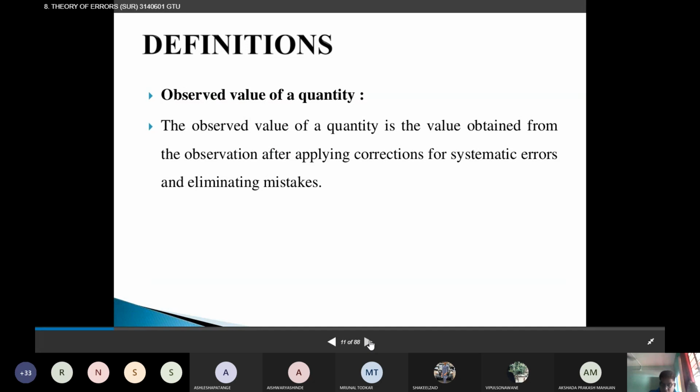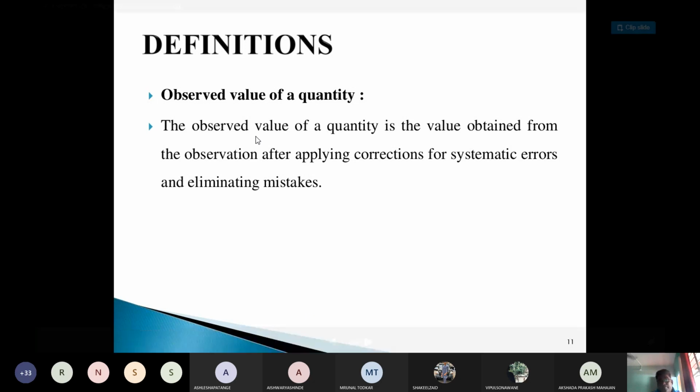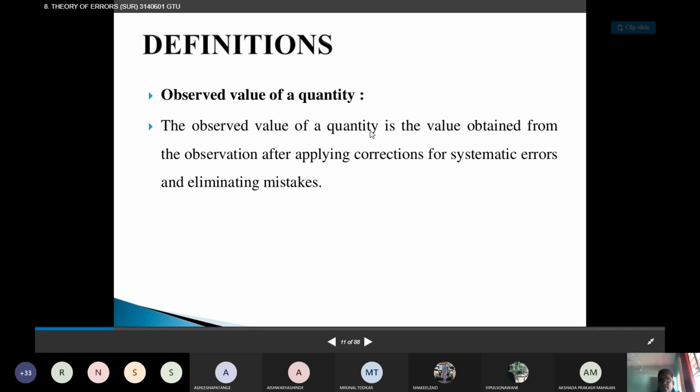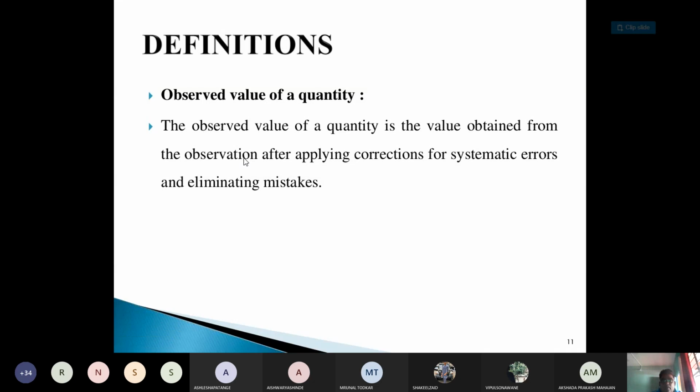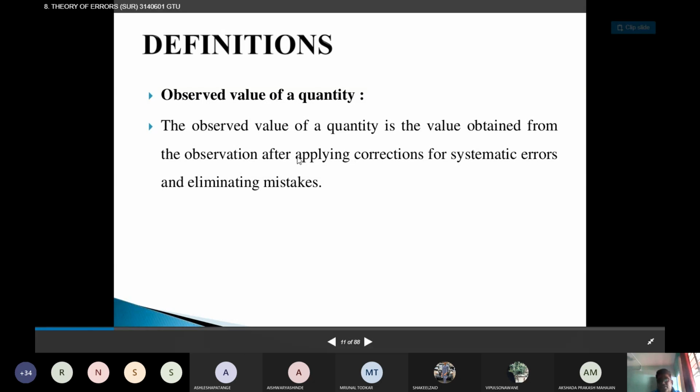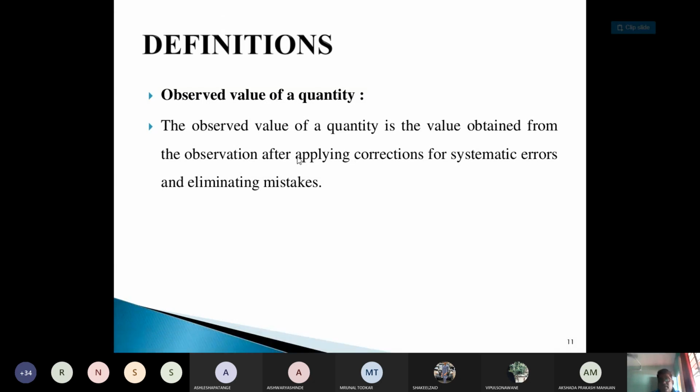Second definition: what do you mean by the observed value? We have seen direct observation and indirect observation. Next we'll see how the observed value of a quantity is defined. The observed value of a quantity is the value obtained from the observation after applying the corrections for the systematic errors.